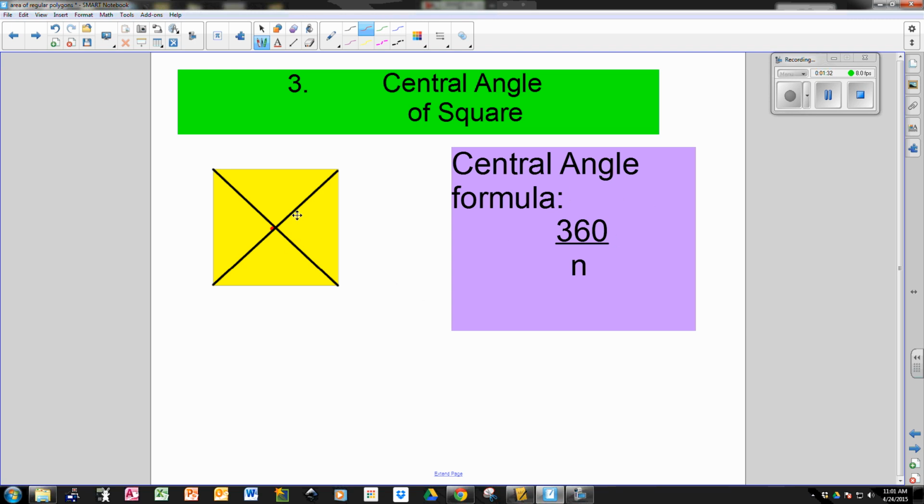Here we have 4 sides, so we'd have 360 degrees divided by 4 sides, which gives us 90. So that means this is 90, this is 90, this is 90, and that is 90, which we knew because the diagonals of a square are perpendicular.